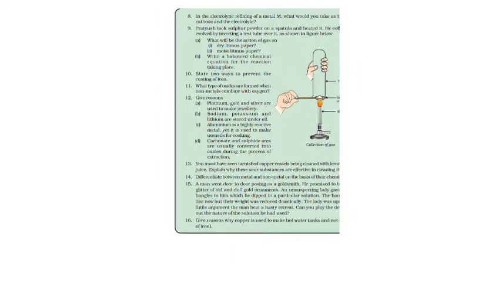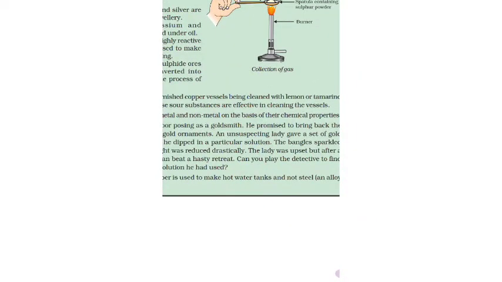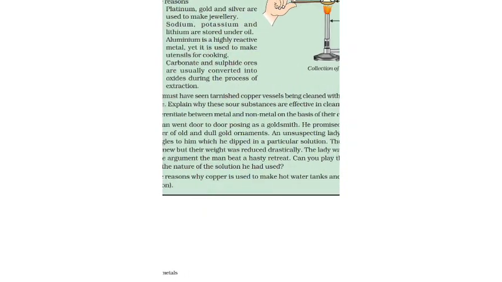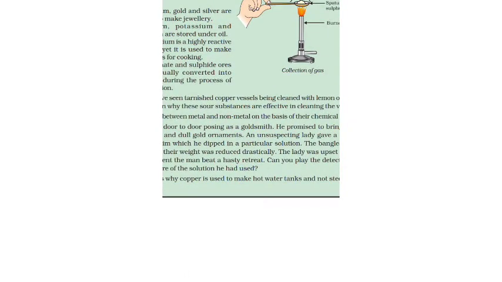A man went door to door posing as a goldsmith. He promised to bring back the glitter of old and dull gold ornaments. In this problem, the so-called goldsmith might have used aqua regia. The aqua regia has dissolved the upper layer of gold. Aqua regia is a freshly prepared mixture of concentrated hydrochloric acid and concentrated nitric acid. So aqua regia can dissolve noble metals like gold and platinum.